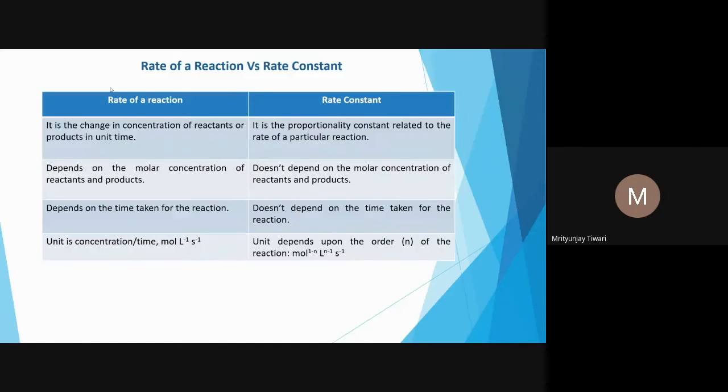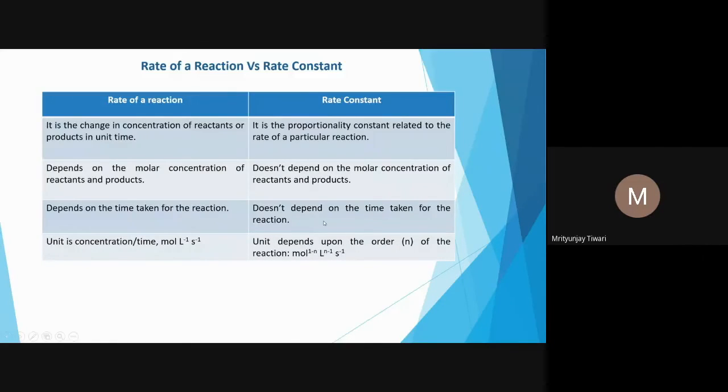So the rate of the reaction depends on the time taken for the reaction, because it is delta of the concentration divided by delta of the time, delta t. So delta x, or delta r naught by delta t, was the average rate of the reaction. The rate also depends on the time taken. The rate constant doesn't depend on the time taken for the reaction. We'll see how one can say these two things.